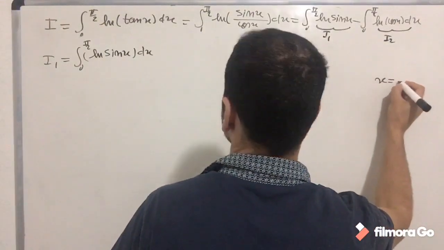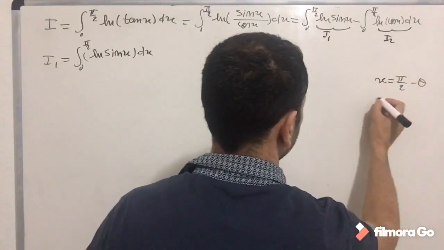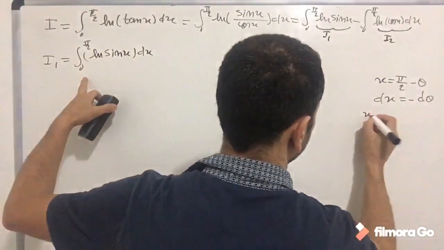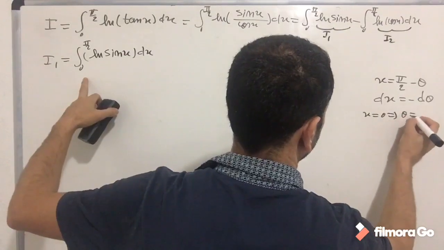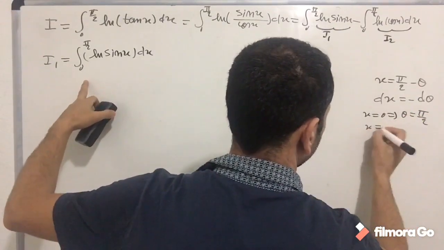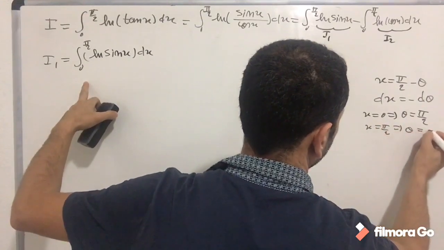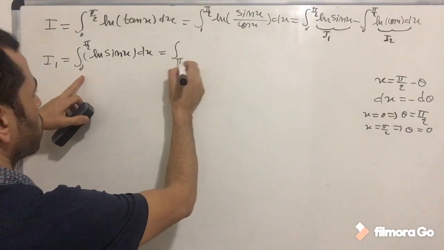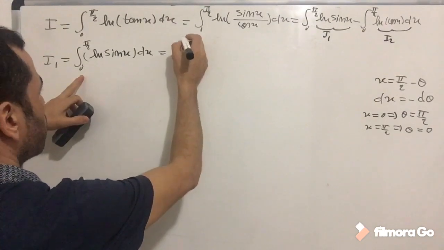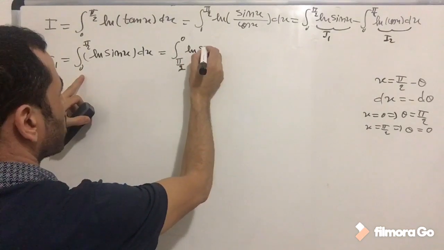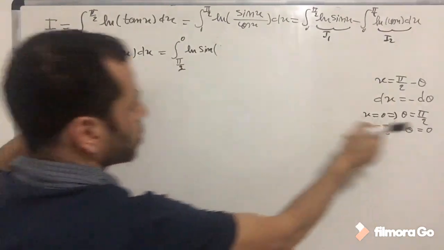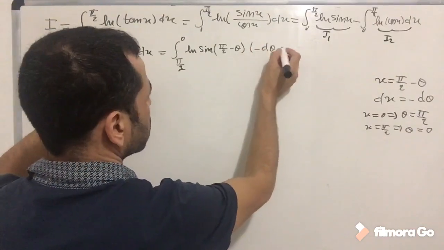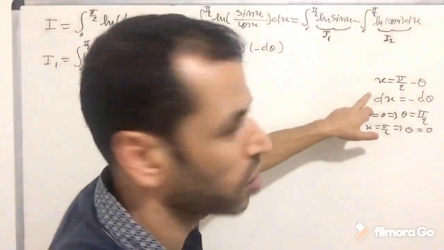Let's put x equal pi over 2 minus theta. Let's do the differentiation here: dx equals minus d theta. Let's do the bounds. If x equals 0, then theta equals pi over 2. If x equals pi over 2, then theta equals 0, right? Let's plug in here into our integral. The lower bound becomes pi over 2, the upper bound becomes 0. Natural log of sine x, we're going to plug in x as pi over 2 minus theta, times minus d theta. We are just changing the variables from x to theta.